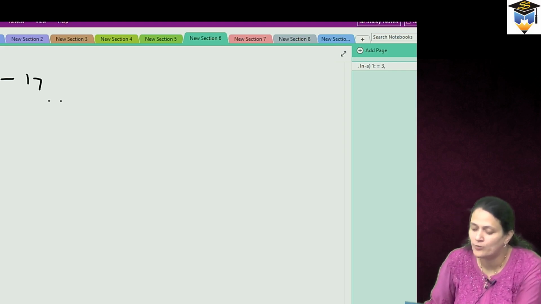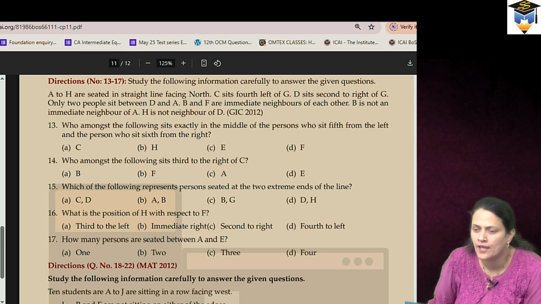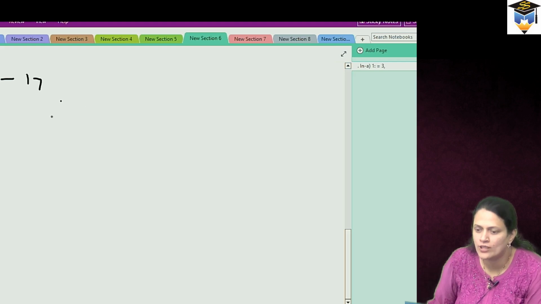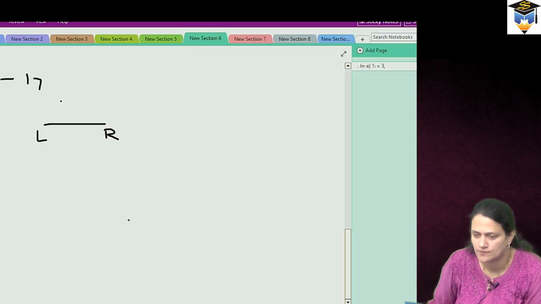Okay, so how many total are there? 8 of them: A, B, C, D, E, F, G, H. They are facing north, so this is going to be their left, this is going to be the right. Correct? So now let us place them. C sits fourth left of G. So G is over here, then C will sit over here, let's say. In between there are 3 people.